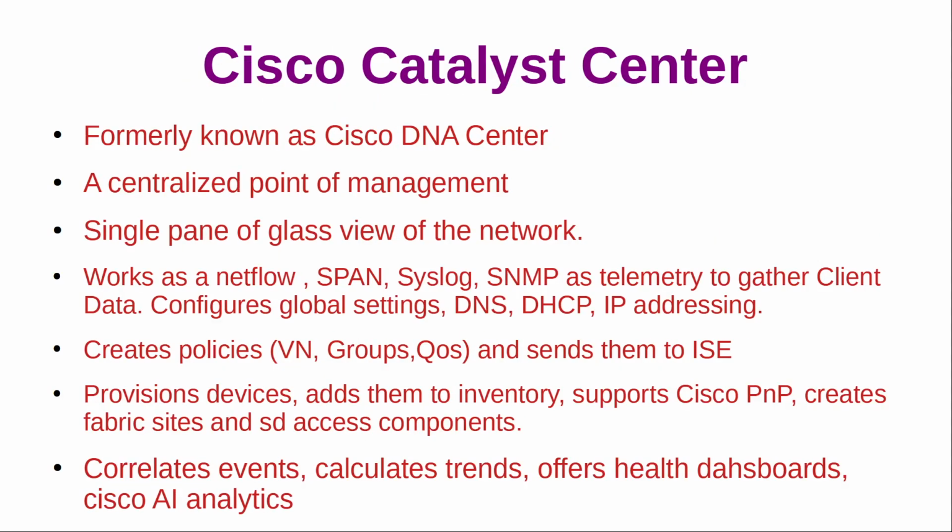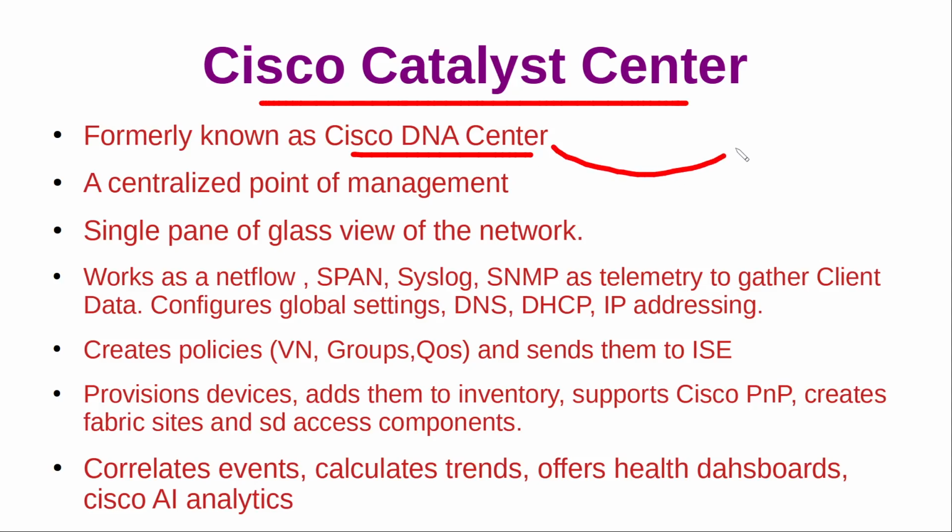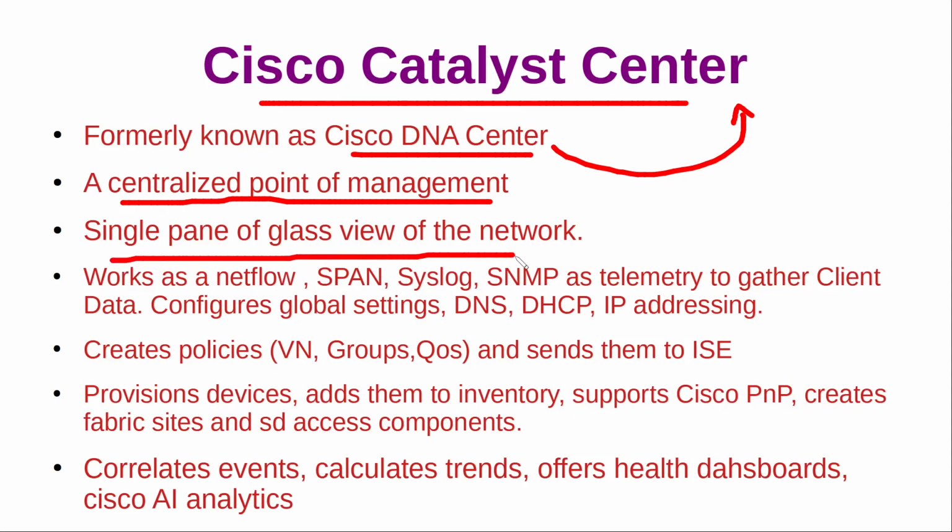an SD-Access network, which is the Cisco Catalyst Center. Cisco Catalyst Center is the new name for the Cisco DNA Center. Remember, Cisco DNA Center went through a name change in 2023, and it is now known as Cisco Catalyst Center. Remember that because most of the documentation talks about Cisco DNA Center, but it is now known as Cisco Catalyst Center. It offers you a centralized point of management, a single pane of glass view of your network.